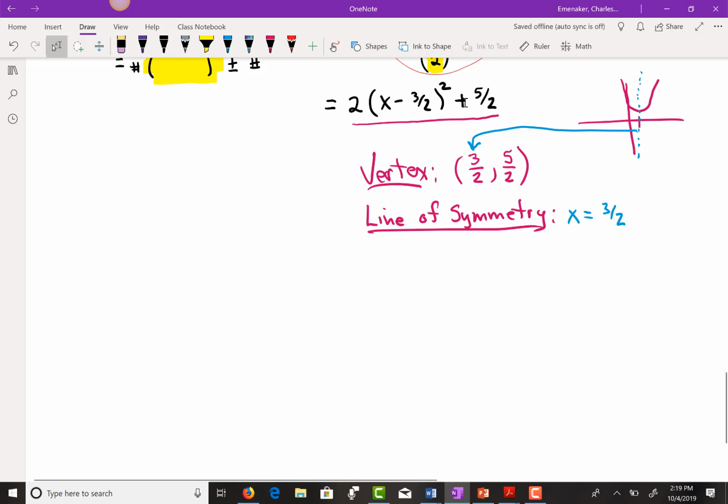Really? Give me something hard. Okay, so if I give you something like a vertex of some parabola, and it's -7, 5, the vertex, the line of symmetry, whoa, that's way too easy. It's going to be x equals what? -7.